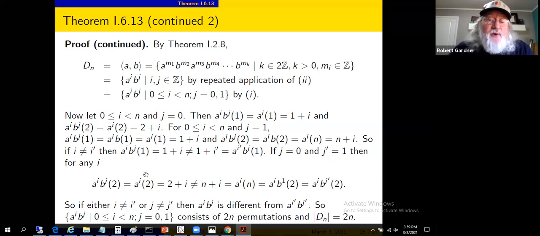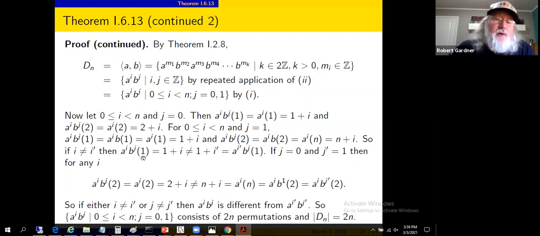So if you have a different exponent on the A's, we're getting a different permutation because it treats 1 differently. This permutation applied to 1 doesn't equal this permutation applied to 1. The difference in these permutations is the exponent on the A. If the J's are different, there's only 2 possible values for the J's. Say J equals 0 and J prime equals 1.